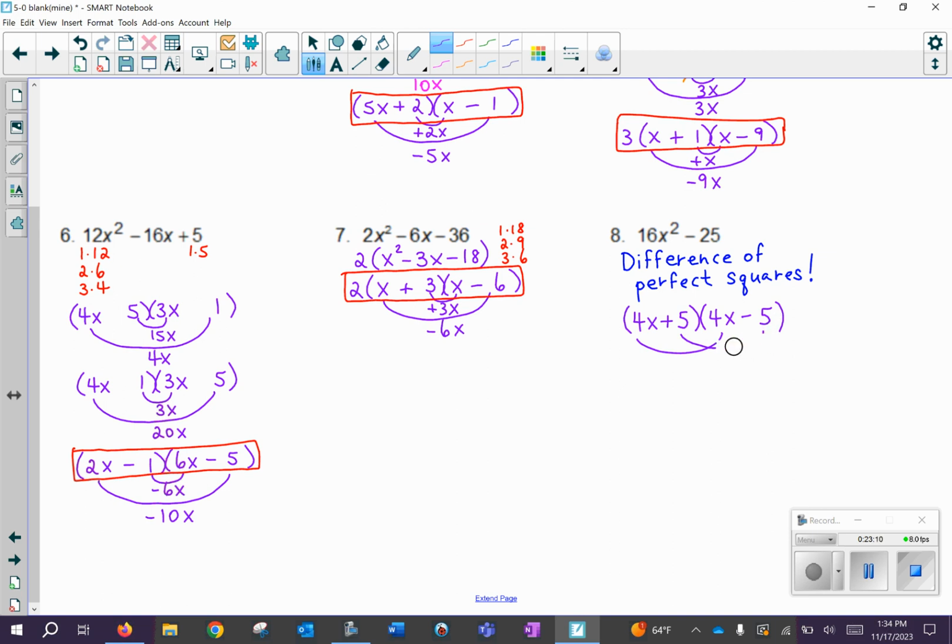Here's the thing you're not looking at yet, though. Outer and inner is the key, right? Like we've been doing for this whole section. Outer would give me negative 20x. Inner would give me positive 20x. When you add those together, you get 0. So notice there's no x term. Again, this is called difference. It only works with subtraction. Okay, so if it was ever a sum of perfect squares, meaning you had a plus sign, it would not be factorable. All right, so this one right here is actually our answer.